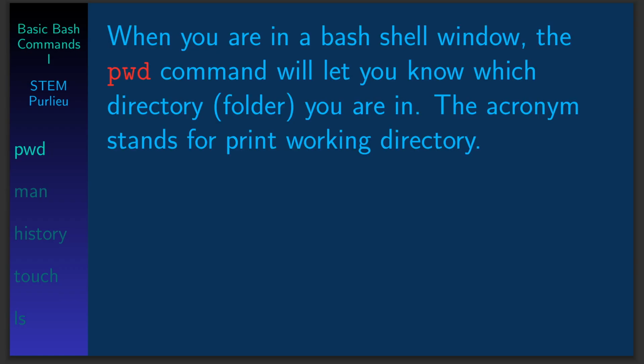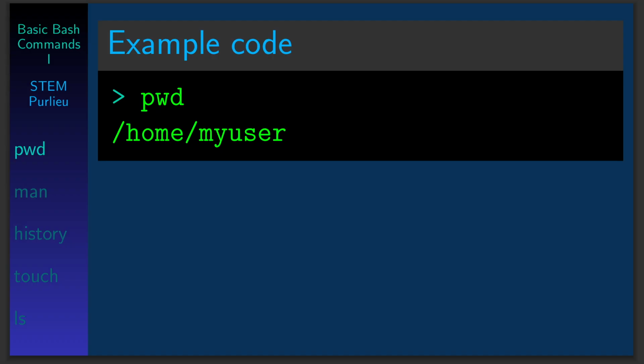The pwd command lets you know what directory you are in the shell. The acronym stands for Print Working Directory. Here's example code for the pwd command. So you're at the prompt, you type in pwd, and it gives you back a nested list of folders where you are in the file structure.